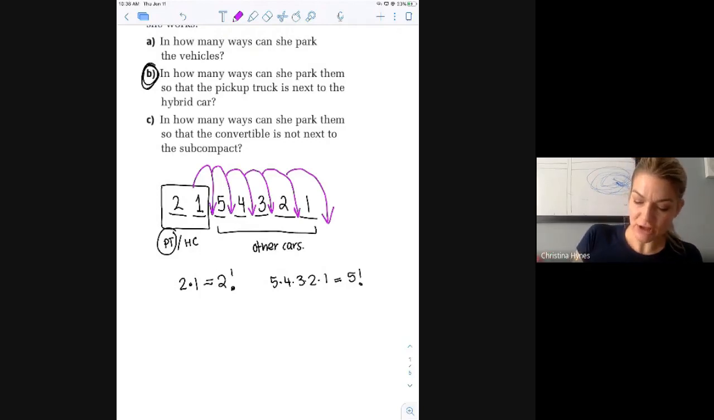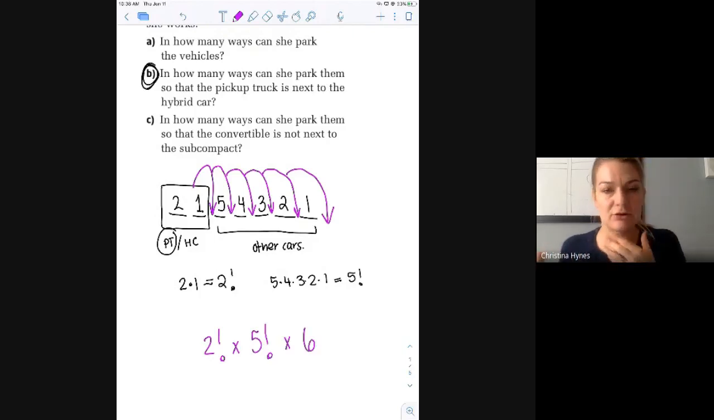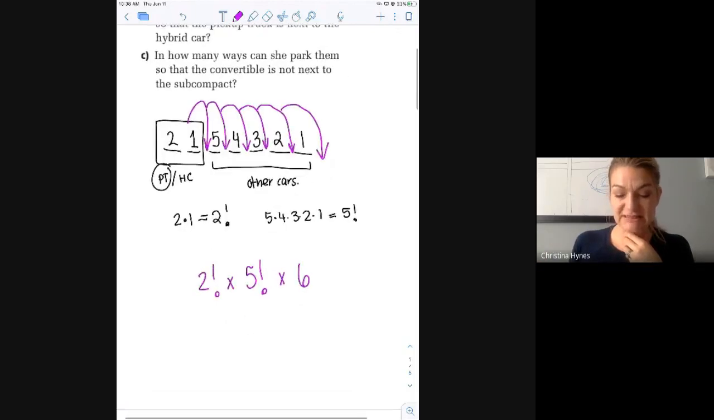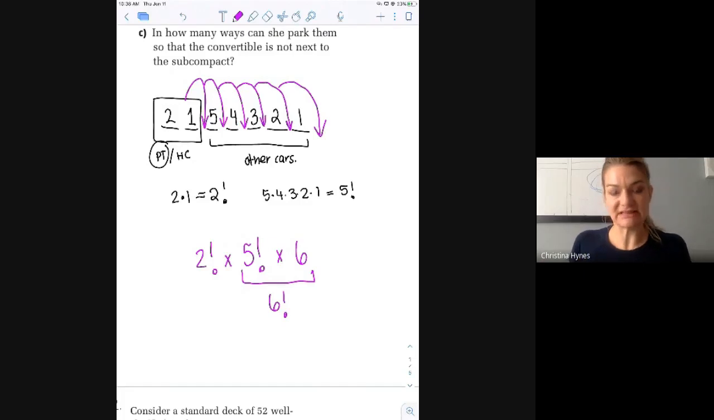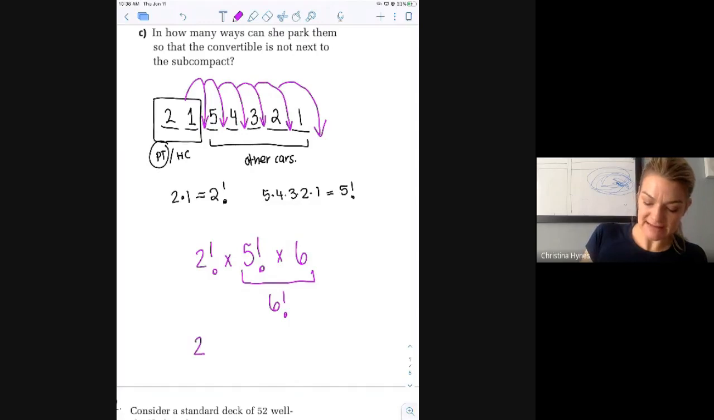So what you want to do with this answer of 2 factorial times 5 factorial is you want to multiply by how many spots, meaning those purple arrows, that they can go into. So there's 6 spots that they could have gone into. Now, you could also calculate this as 6 factorial. Because if you guys look, there's a 6, then it's 5, 4, 3, 2, 1. So as long as it counts down from a number, you can write it as a factorial if it counts down to 1. So our final answer, if we put this into our calculator, it'll be 2 factorial times 6 factorial to get the final answer.